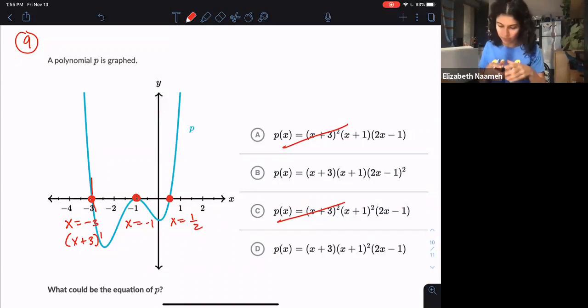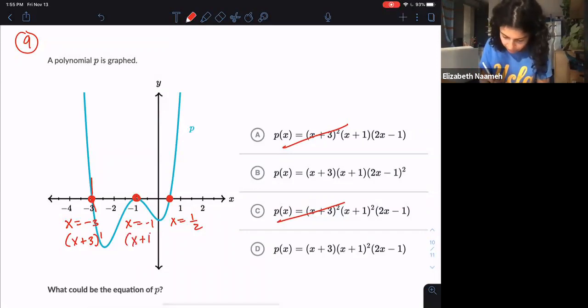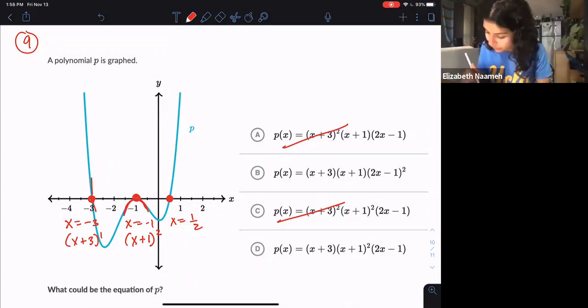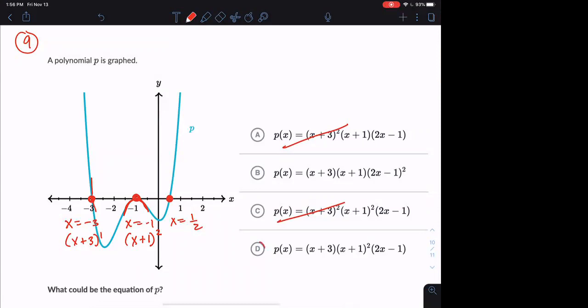Okay, we're between B and D. Let's look at -1. So the factor would be x plus 1, and the power should be what? To the second. Even, to a second power. So our answer is D. Ta-da! So fast, so good.